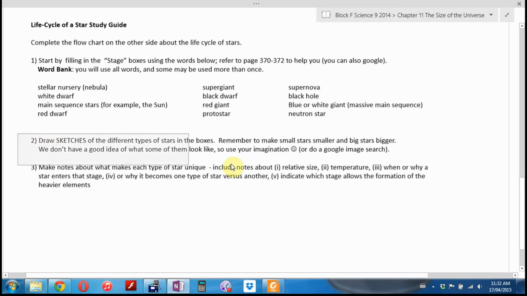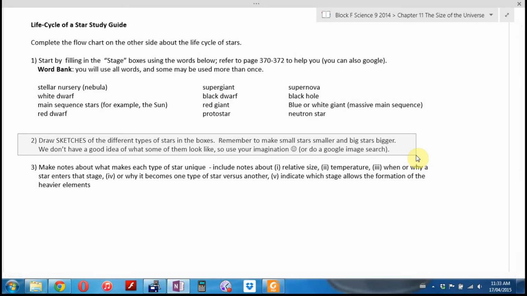Then draw sketches of each of the different types of stars in the boxes. You can use pencil crayons, I'll bring them out, or you can use a pencil. Remember to make small stars smaller and big stars bigger. Some of these stars you might not have a good idea of what they look like. You can either use your imagination or do a Google search so you can find a good image.